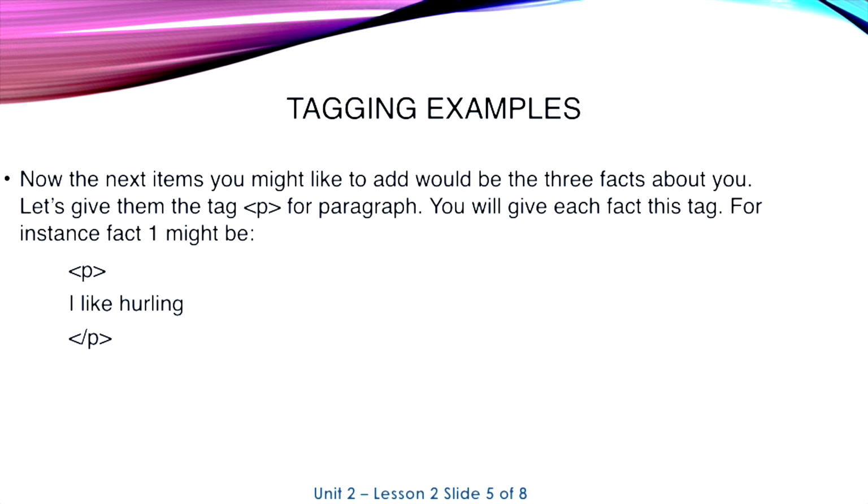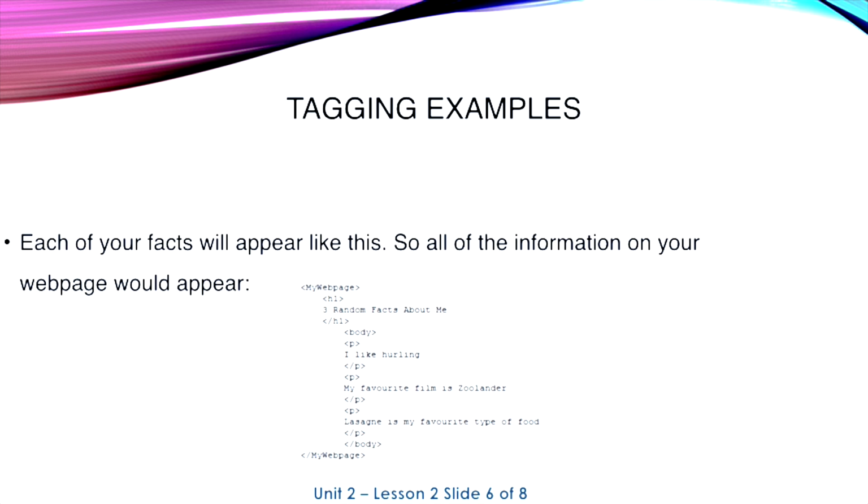Now, the next items you might like to add would be the 3 facts about you. Let's give them the tag P for paragraph. You will give each fact this tag. This will ensure they are spaced out. So for instance, fact 1 will appear as you can see on screen. Each of your facts will appear like this, so all the information will appear like the image you can see on your screen now.